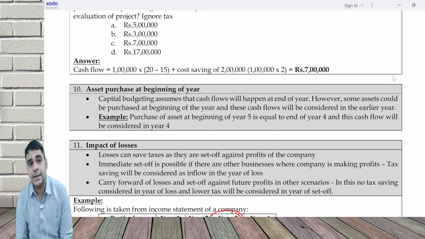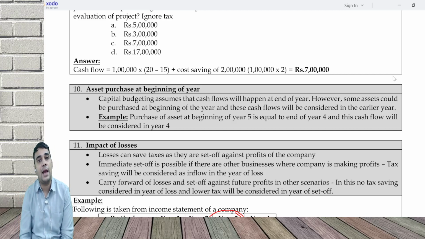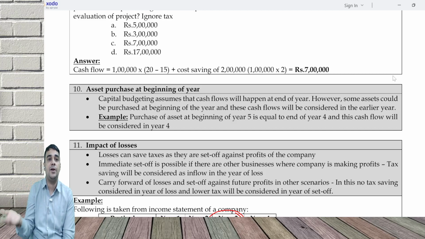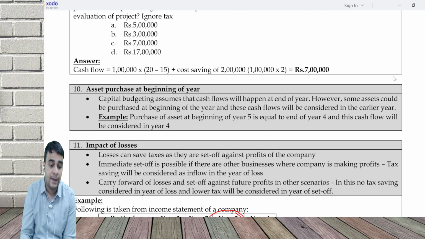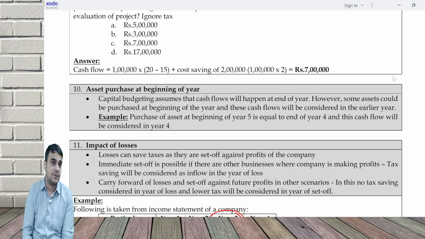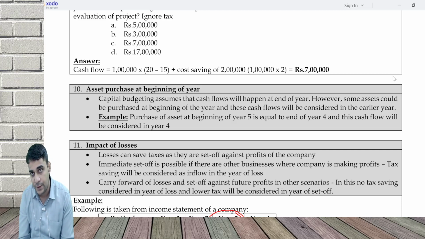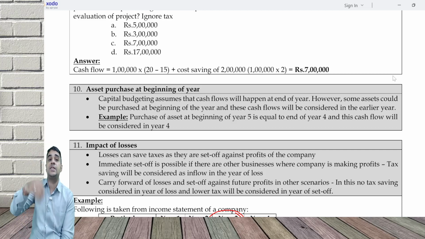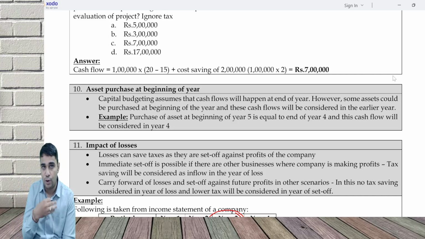If you buy any asset at the beginning of the year, capital budgeting assumes it will happen only at the end of the year. Any asset at the beginning of the year will have to be written in the previous year. Impact of losses. Losses can save income tax for a company in case you have adequate profits in other businesses. So any loss will lead to immediate tax saving if you have profits, will lead to deferred tax saving in case the question says carry forward and set off, and the last scenario where you have no carry forward, no set off.